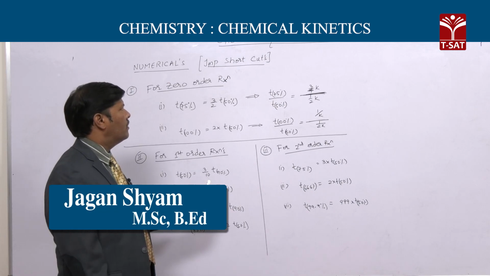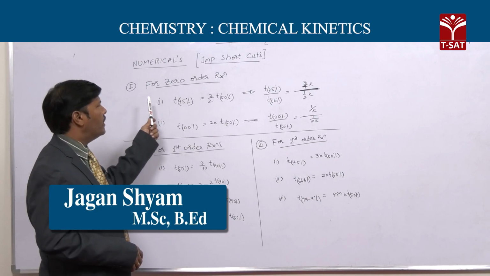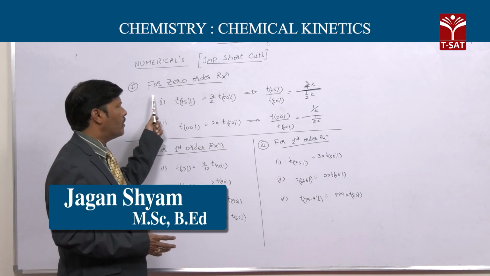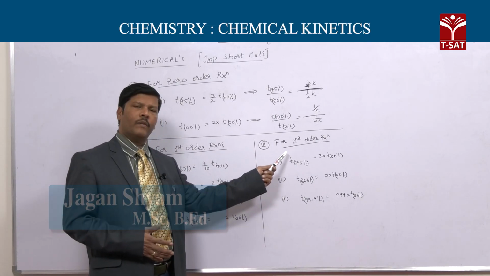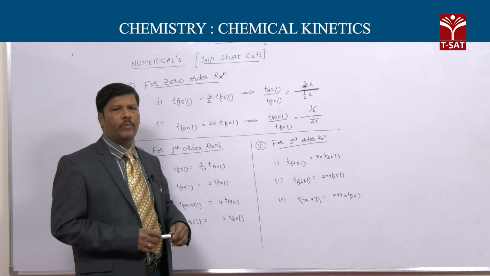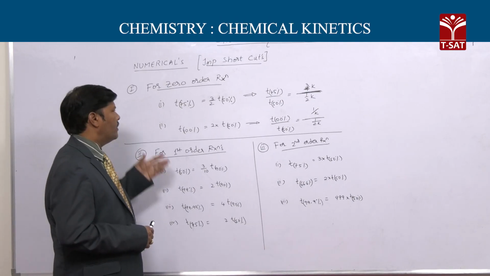Now let us start numericals in chemical kinetics. Generally, the majority of the numericals in chemical kinetics are based on zero order, first order, and second order. Not many questions actually come from second order, but zero order and first order reactions are very important. Plenty of problems are there where you need to practice zero order and first order.